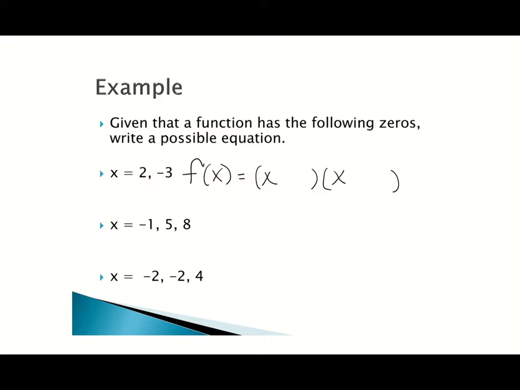So if we go backwards, this has to be x minus 2, and this has to be x plus 3, because if we add over 2, that's how we get x equals 2, and if we were to subtract over 3, that's how we get x equals negative 3. So this would be our possible equation given these zeros. So I'd like you to pause the video and try the next two examples. Given those zeros, write a possible equation and then play the video for the answer.